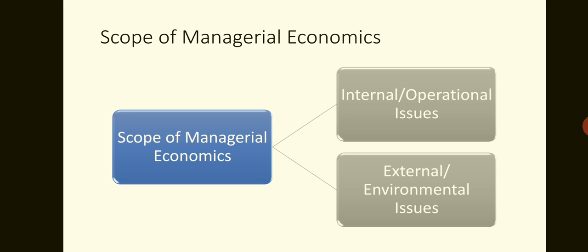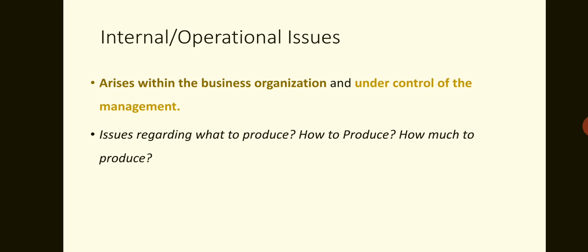Next is the scope of managerial economics. The scope is divided basically into two parts, that is, internal or operational issues, and external or environmental issues. Let's see what internal or operational issues are. Internal or operational issues arise within the business organization.